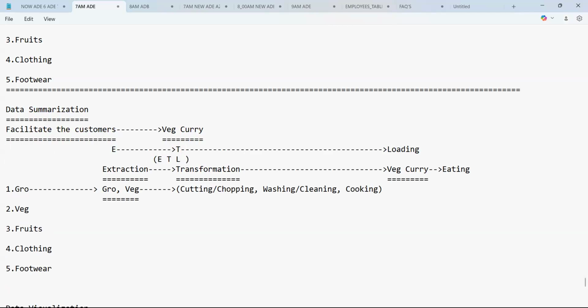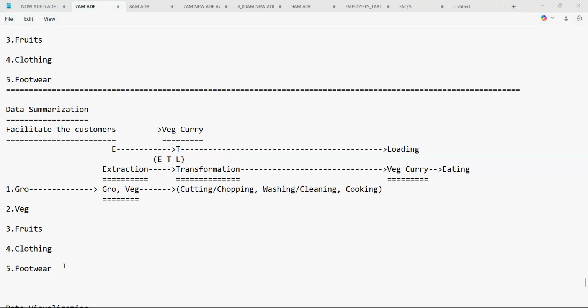So finally, this process is called as what, guys? ETL. That is extract, transform, and finally loading. This is the process we follow in data summarization. If you replace the same with the data, guys, then what happens?